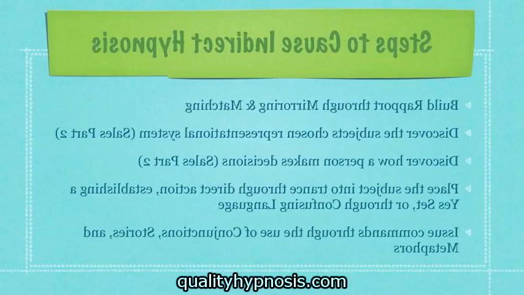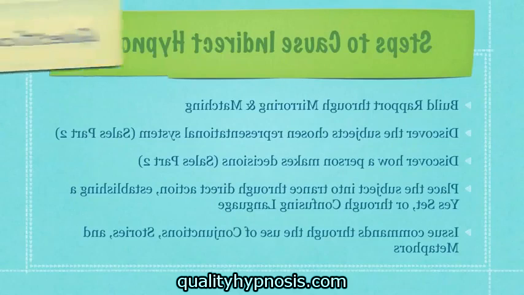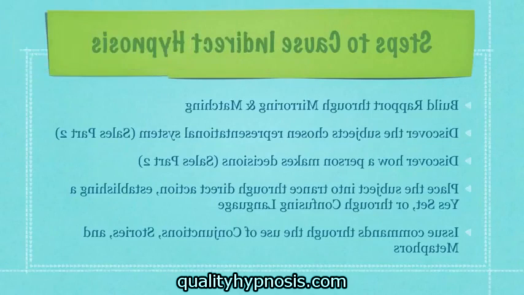So what are the steps to cause indirect hypnosis? First, you have to build rapport through mirroring and matching, discover the subject's chosen representational system, which I go over in detail in the video Advanced Sales Techniques Part 2, but I'm going to get into it here. Then you have to discover how a person makes decisions if you're trying to make them make the decision you want them to. That is also covered in Advanced Sales Part 2.